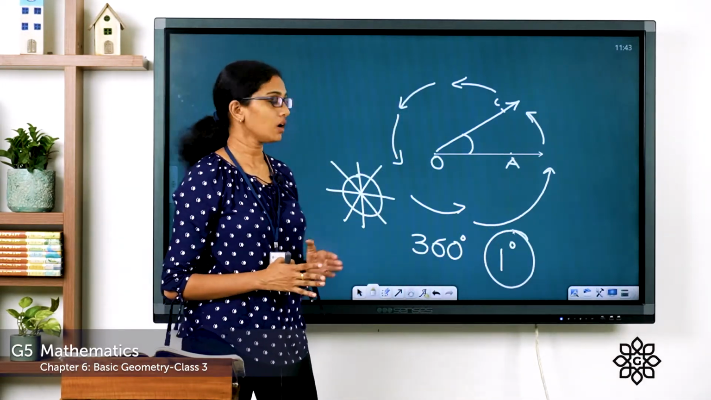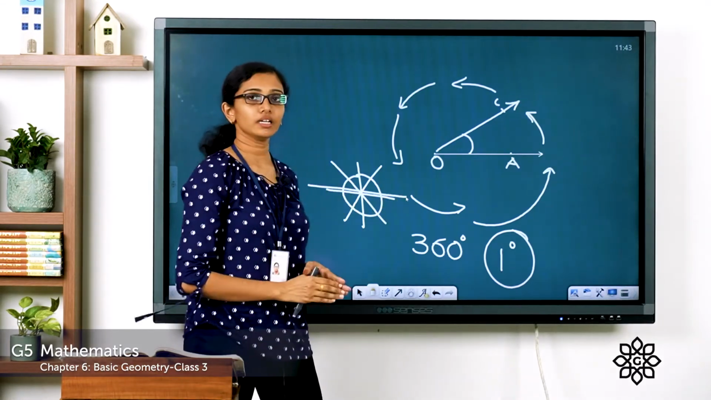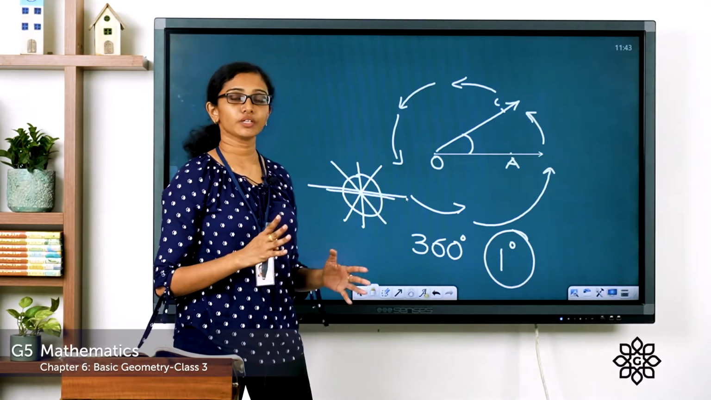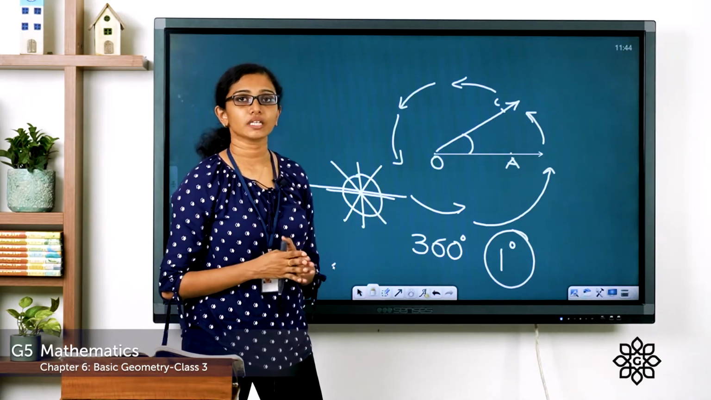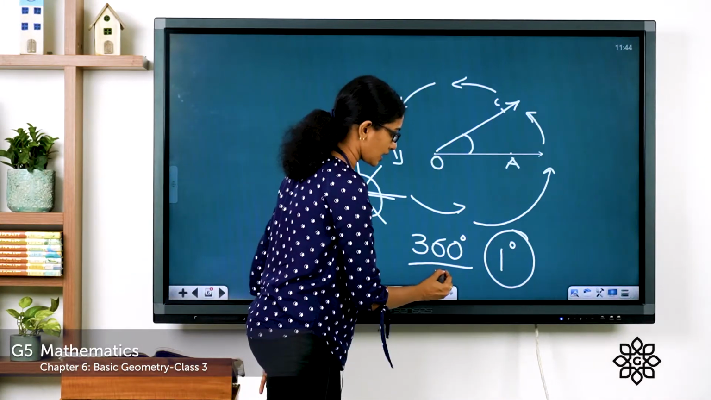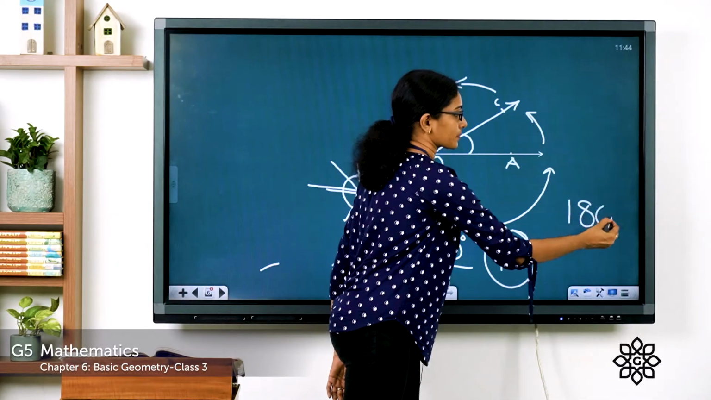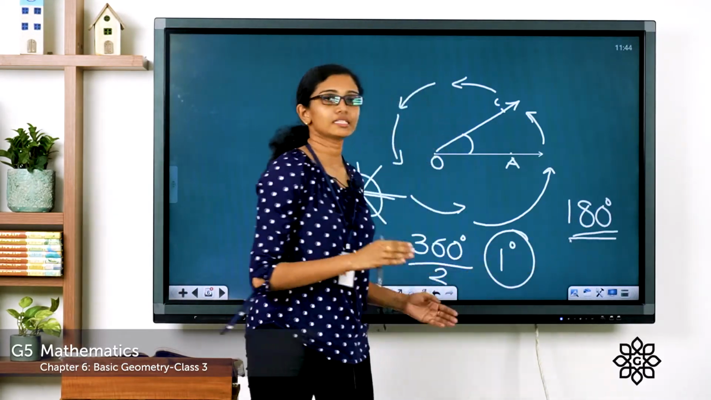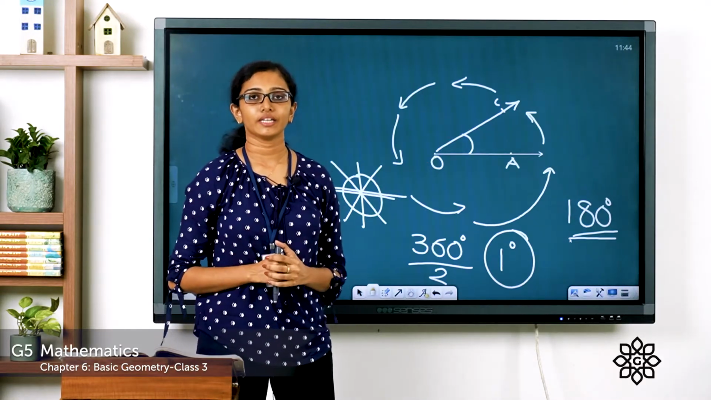Clear? Now, what would be the angle of half the circle or semicircle? If one full circle measures a total angle of 360 degrees, half of that circle, or a semicircle, would measure half of this 360 degrees, which would be equal to 180 degrees. Keep this in your mind. A semicircle or half of a circle would measure 180 degrees.